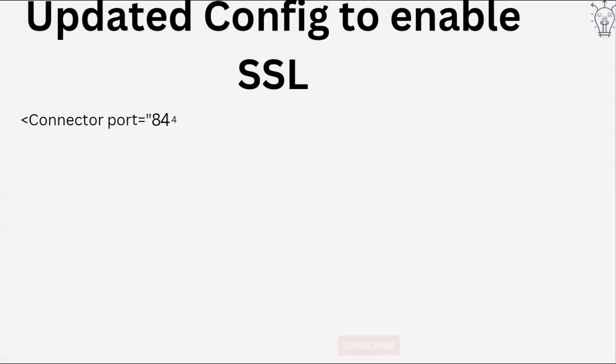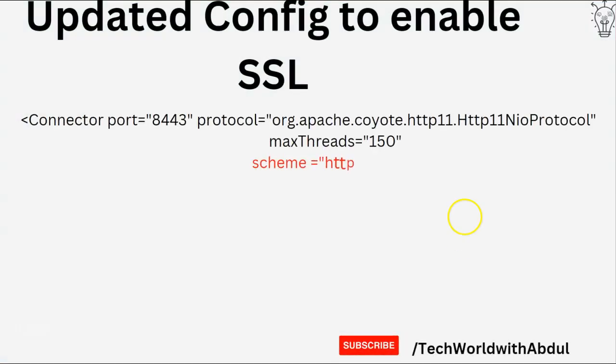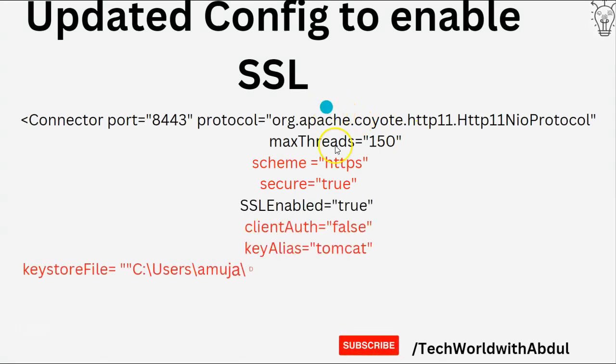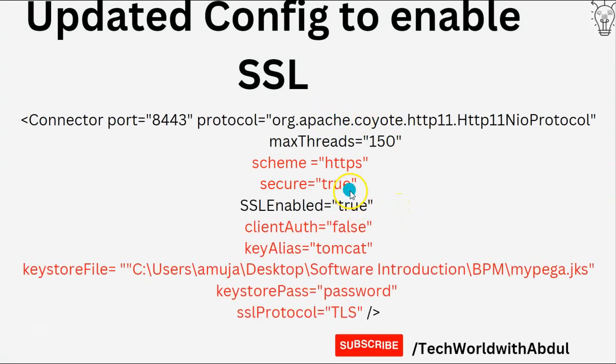The additional details are something like this. The updated config which we will have to pass is highlighted in red. We have to pass a scheme which tells it is using the HTTPS scheme. That is why I have added a scheme called HTTPS. And then also the secure attribute should be true for this.